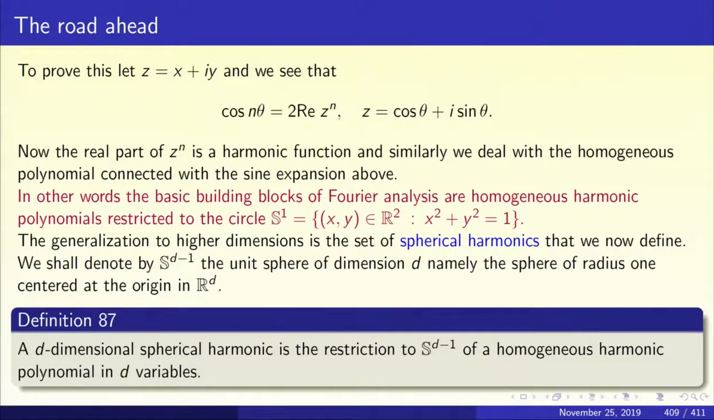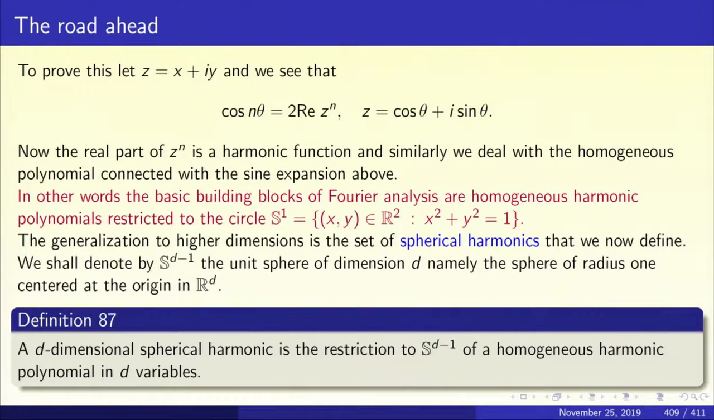So now what we must look at is that the basic building blocks of classical Fourier analysis are homogeneous harmonic polynomials in two variables restricted to the circle x squared plus y squared equal to 1. So how do we generalize this to higher dimensions? One way to generalize this to higher dimensions is to introduce spherical harmonics. So what are spherical harmonics?